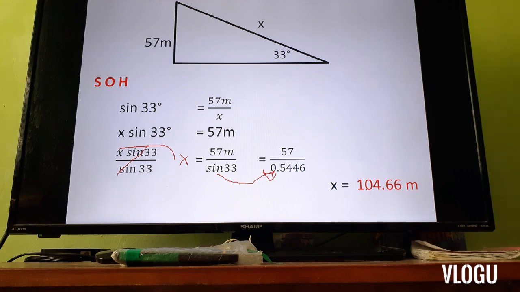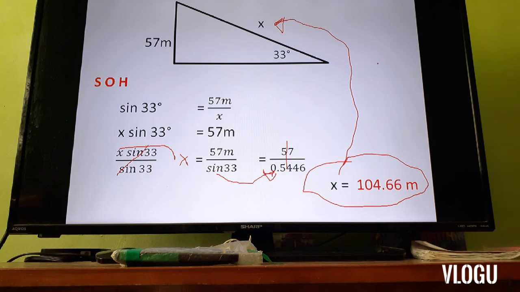So we have now 57 meters divided by 0.54, which is the value of your sine 33 degrees. Then if we divide this, our x now, or the value of our hypotenuse, is equivalent to 104.66 meters.